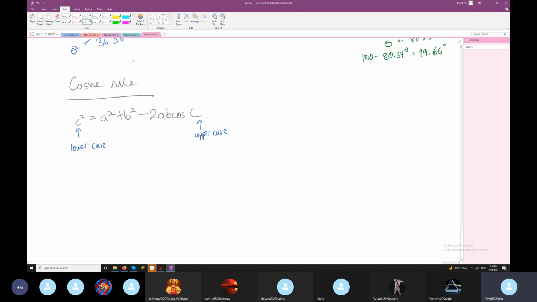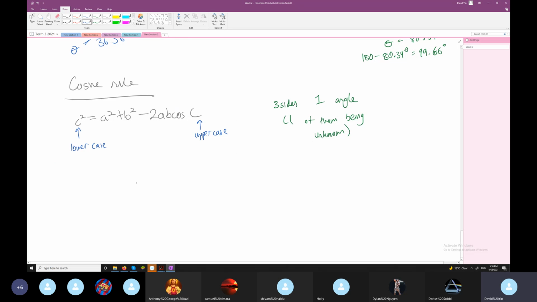All right, so when do we use the cosine rule? I said that we use the sine rule when there are two sides and two angles. So we use the cosine rule when there are three sides and one angle, with one of them being unknown. To say it again, the sine rule is two sides, two angles with one of them unknown. The cosine rule is three sides, one angle with one of them being unknown. It could be the angle that's unknown or one of the sides.